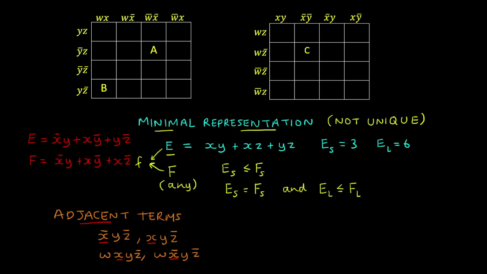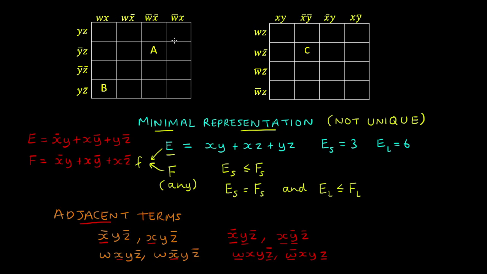And an example of terms that are not adjacent are the complement of x, y, and the complement of z, and x and the complement of y and the complement of z. So as we can see, these terms differ by 2 literals, so they're not adjacent. And here is another example of terms that are not adjacent. So we can see that w and its complement differ between the 2 terms, and z and its complement also differ.